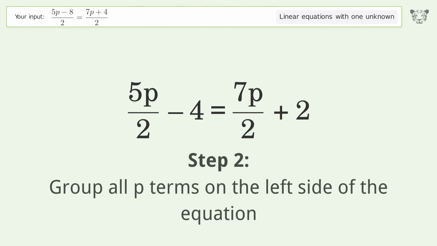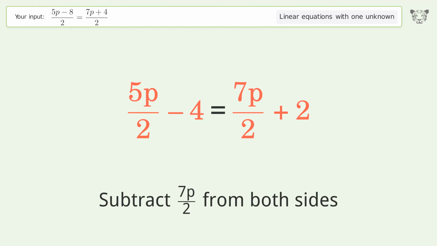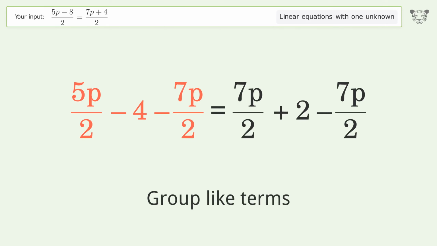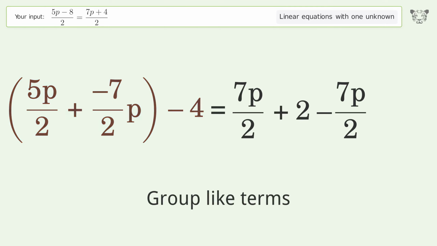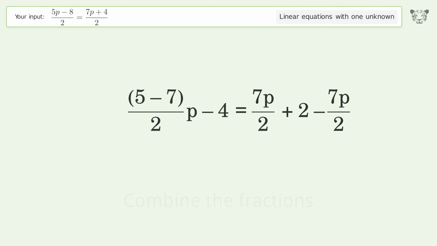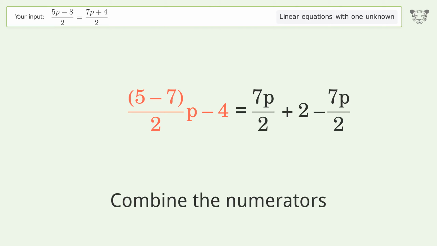Group all p terms on the left side of the equation. Subtract 7p/2 from both sides. Group like terms. Combine the fractions. Combine the numerators.